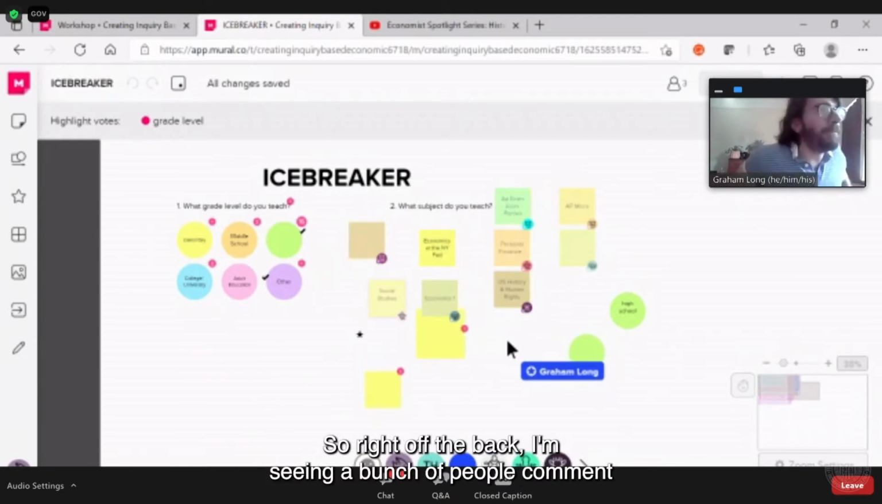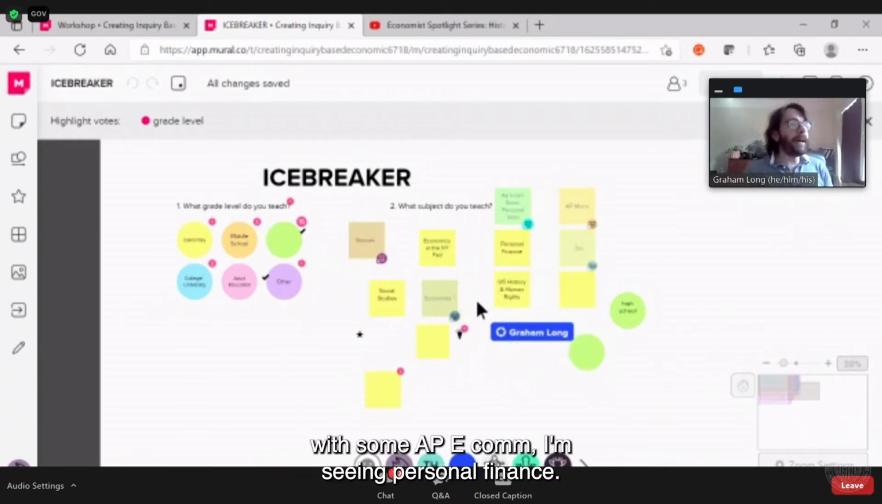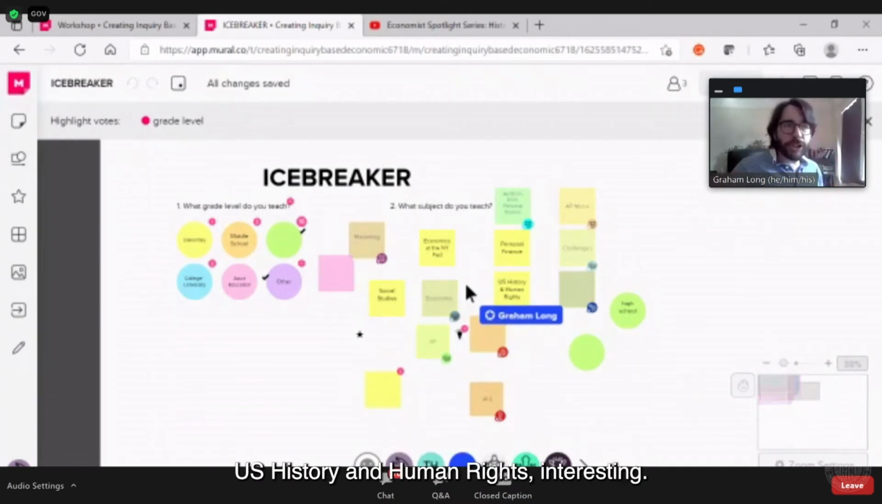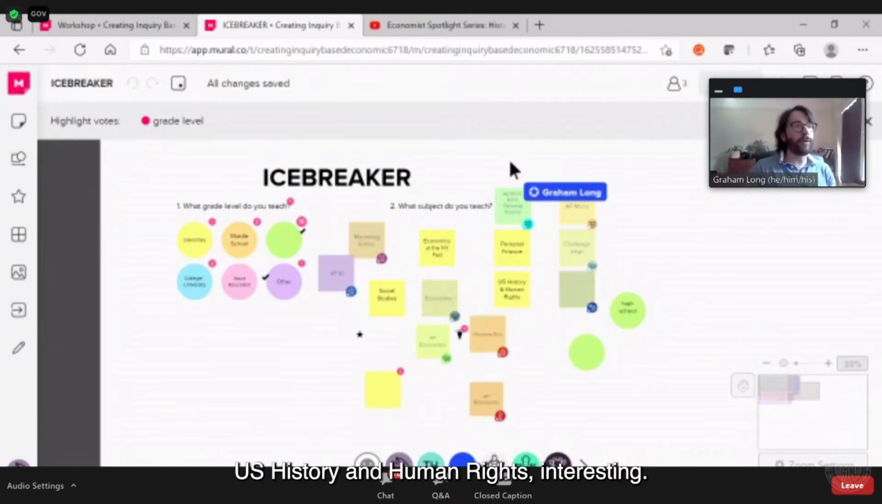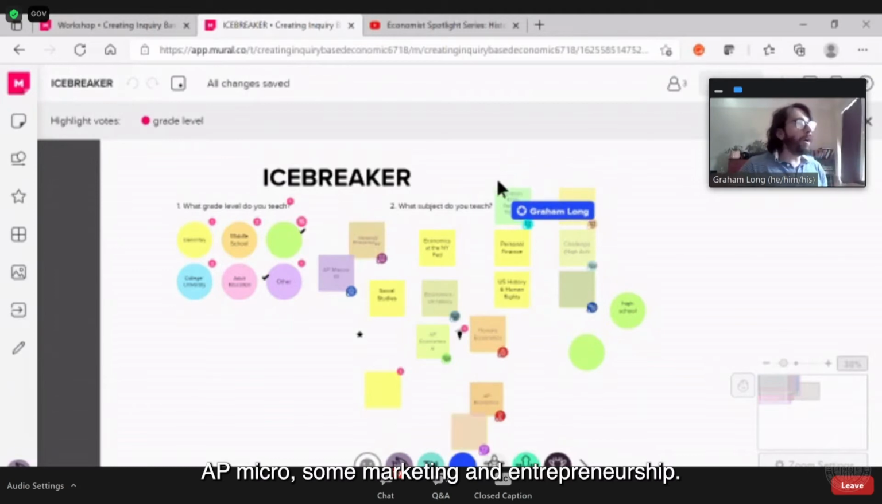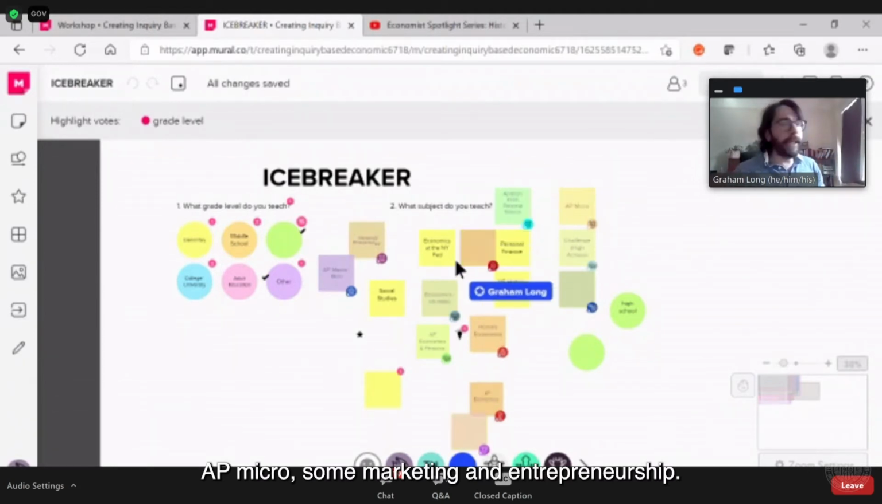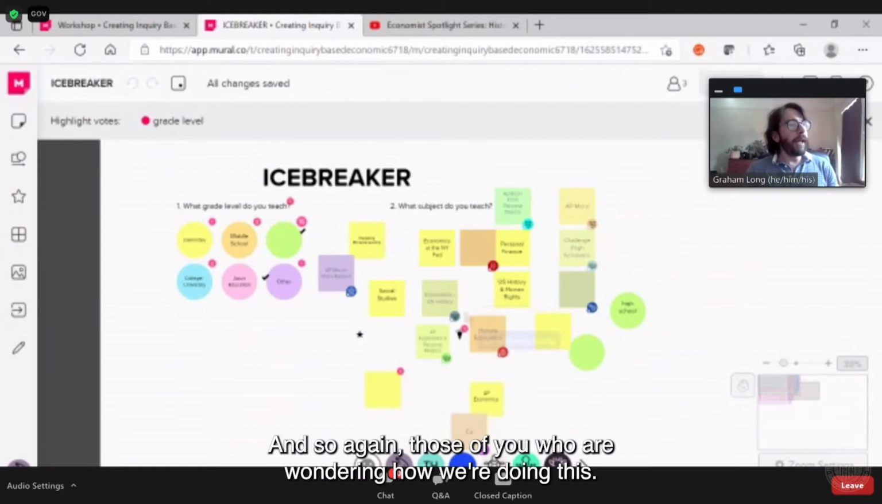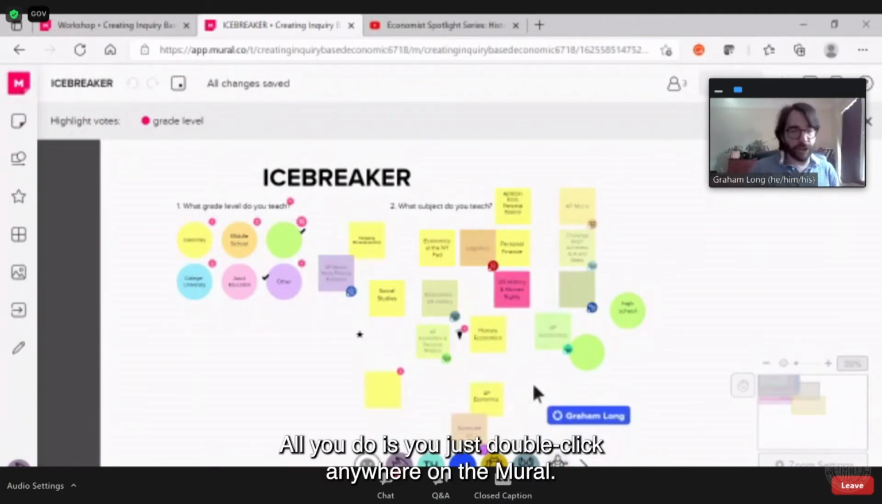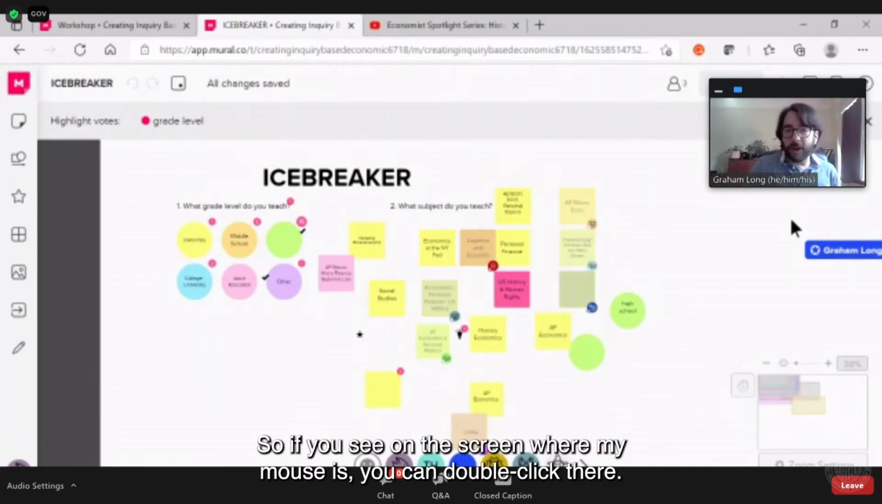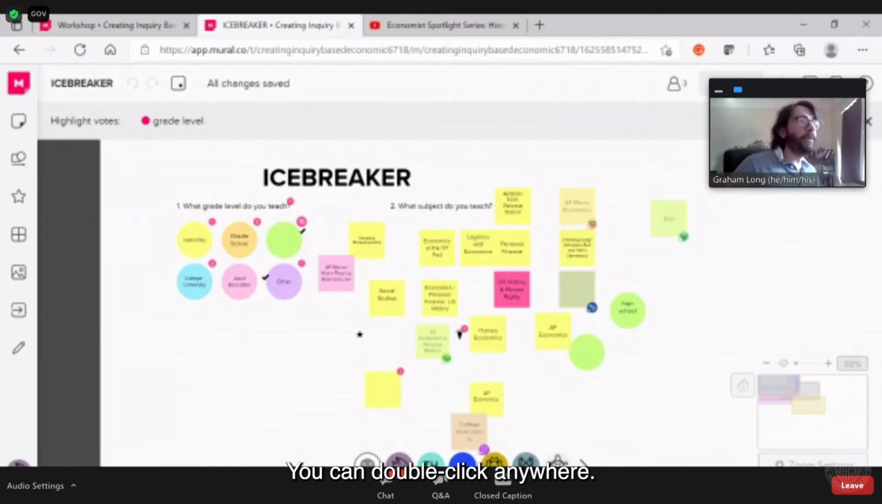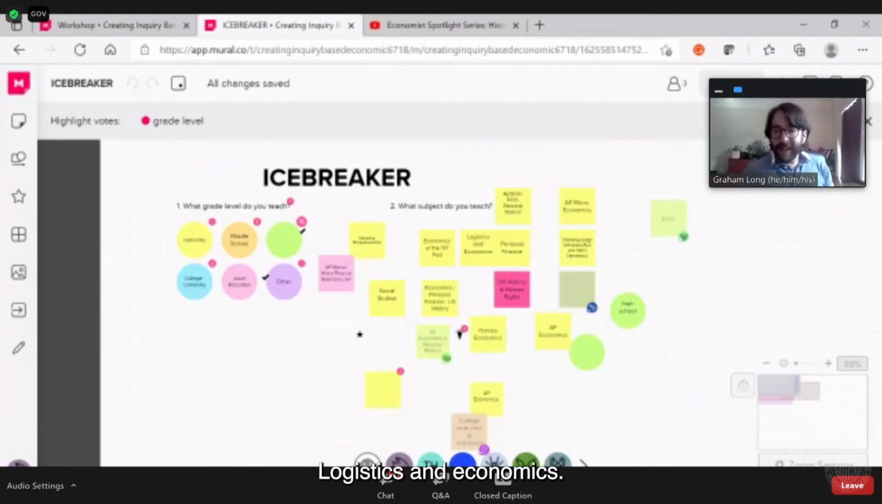So right off the bat, I'm seeing a bunch of people populate with some AP Econ. I'm seeing personal finance, US history and human rights. Interesting. AP Micro, some marketing and entrepreneurship. And so again, those of you who are wondering how we're doing this, all you do is double click anywhere on the mural. So if you see on the screen where my mouse is, you can double click there, you can double click anywhere. Logistics and economics. That is interesting.